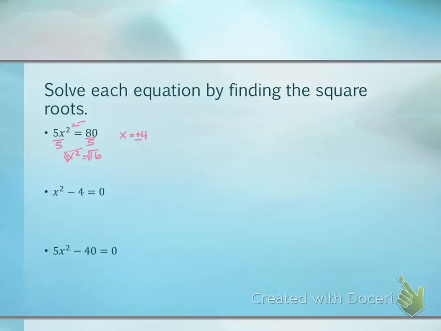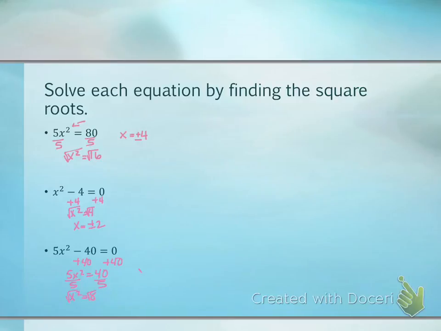Okay, this one, if I were to solve it, I could add 4 to get x squared equals 4, square root both sides, so x is equal to plus or minus 2. This one I could add 40. 5x squared equals 40. I need to get rid of the things attached to that x squared before I square root, otherwise we're not going to be square rooting the right thing. So 40 divided by 5 is going to be 8.